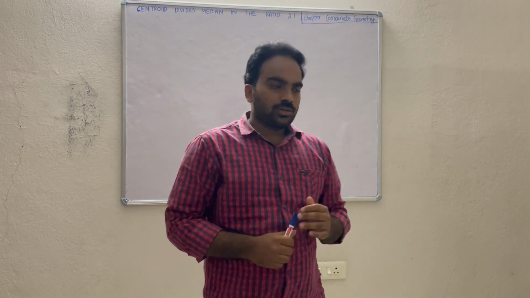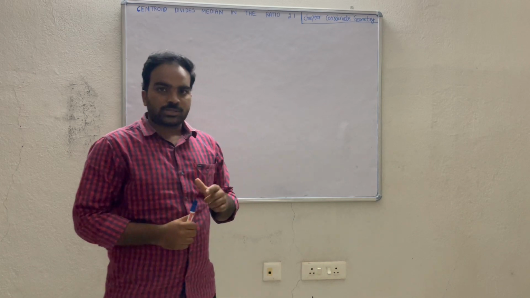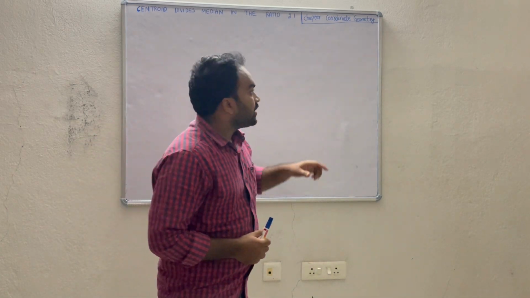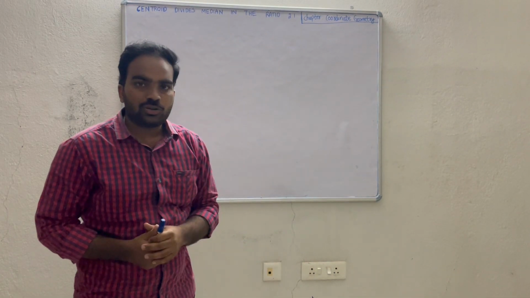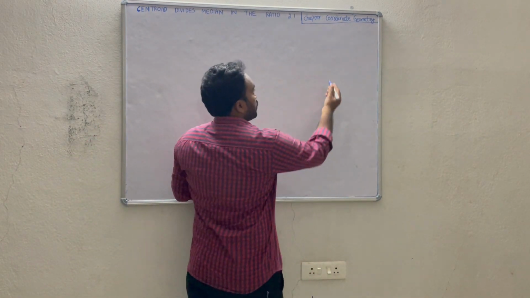Today I am going to discuss coordinate geometry, and that too one special, interesting concept: a centroid divides a median in the ratio 2:1. So how do we prove this?